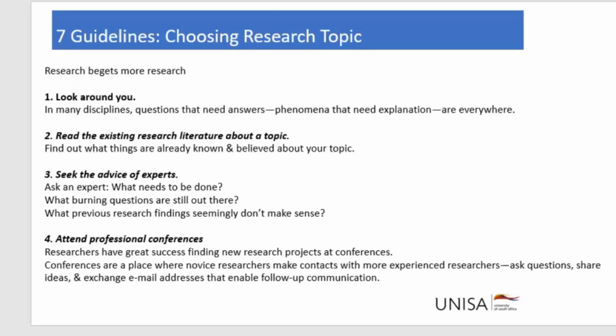Now, I just want to share with you the 7 principles or guidelines that you can use as a student to pick a topic. Because remember, as a student, you want a topic that is researchable, that is possible and feasible to research. So I'm giving you the 7 principles. And again, as I said, this is by a source. You can come up with your own source.